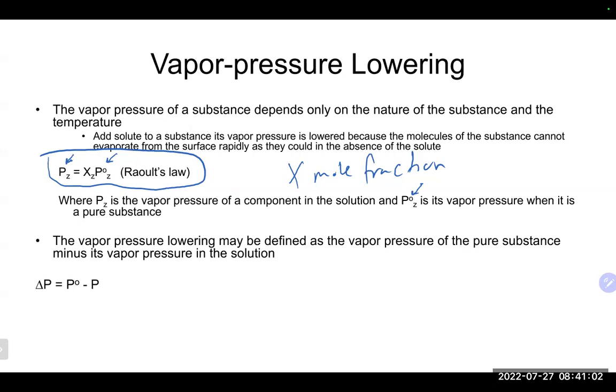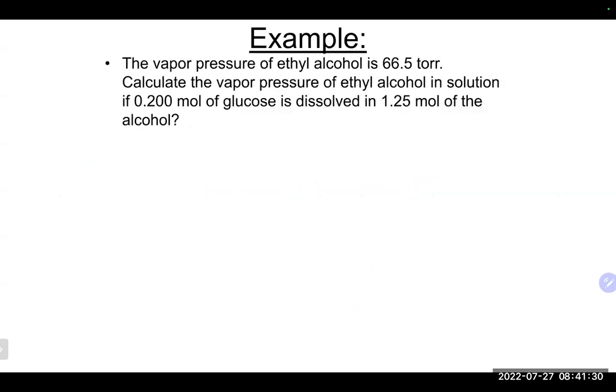Some other things are happening there. The vapor pressure lowering may be defined as the vapor pressure of a substance minus the vapor pressure of the solution. That gives you the change in vapor pressure. So we would expect it to come down because of that. Once again, the idea here is these molecules will now have some things in their way, so fewer of them are going to be able to escape. And again, fewer gas molecules above the liquid will lower the vapor pressure. So why don't you try one here?